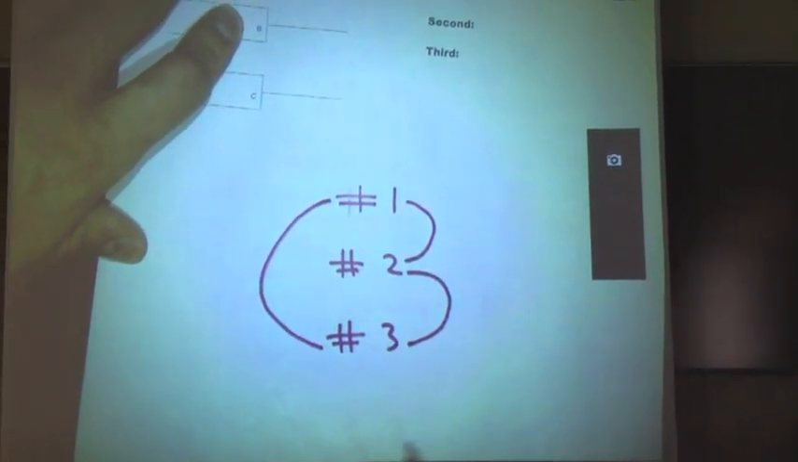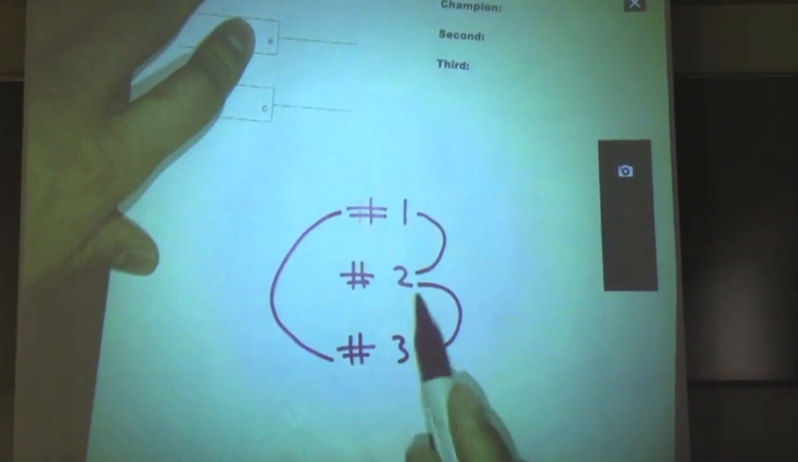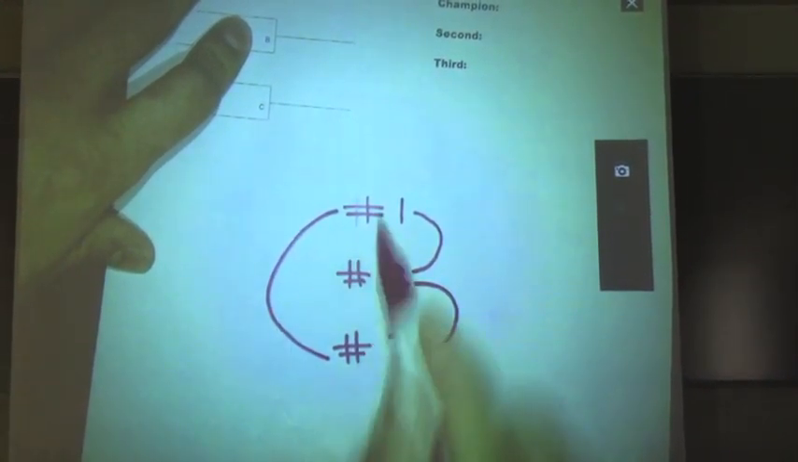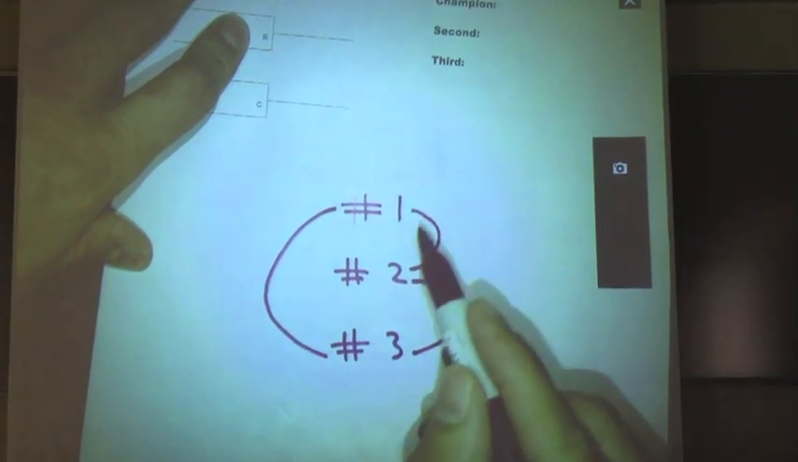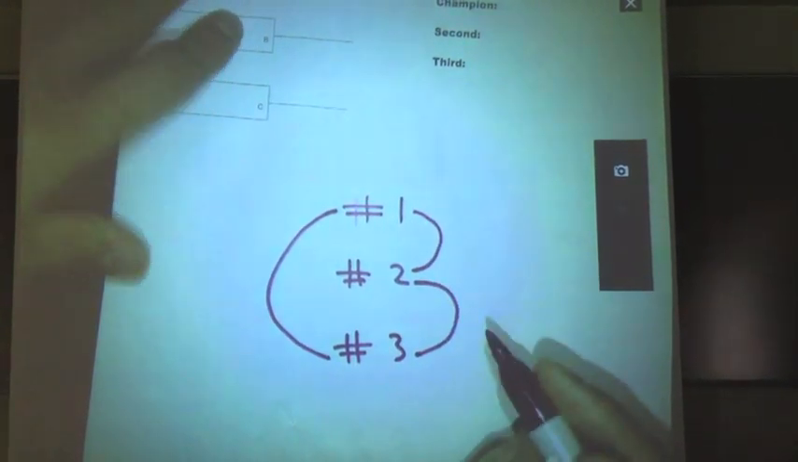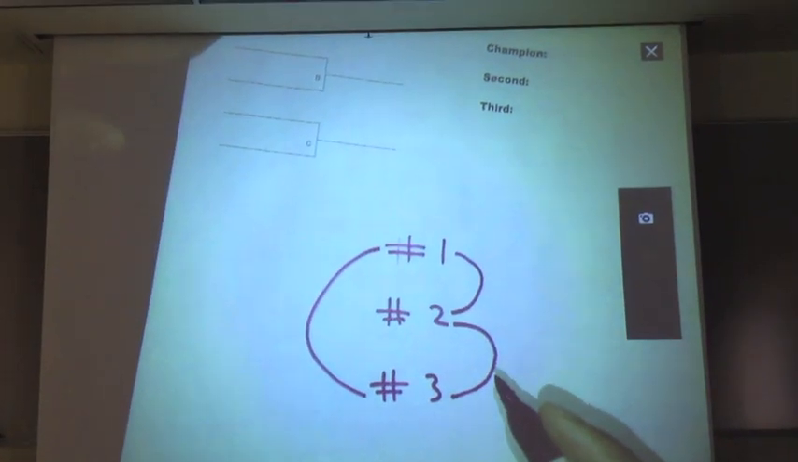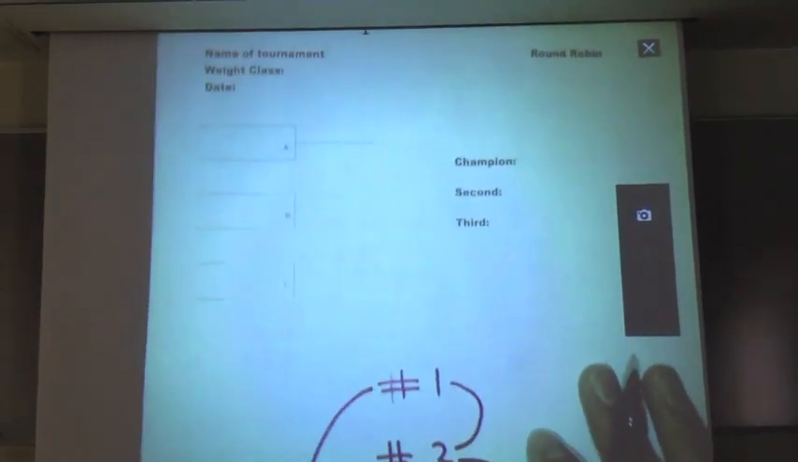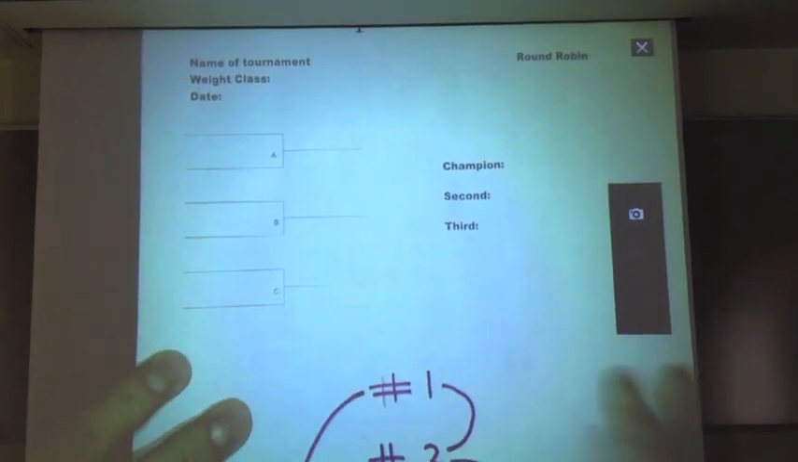So if you see this right here, everyone gets 2 matches. 2 goes up against 1 and 3. 3 goes up against 2 and 1. And 1 goes up against 2 and 3. And now I'm going to draw this right here on these brackets. I'm going to slide this down a little bit so you can see what it's going to look like on the brackets.